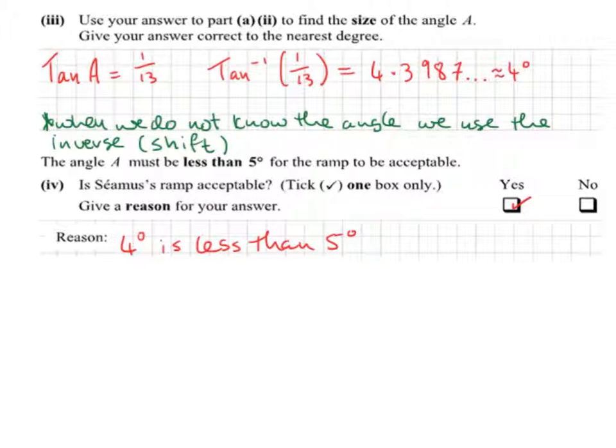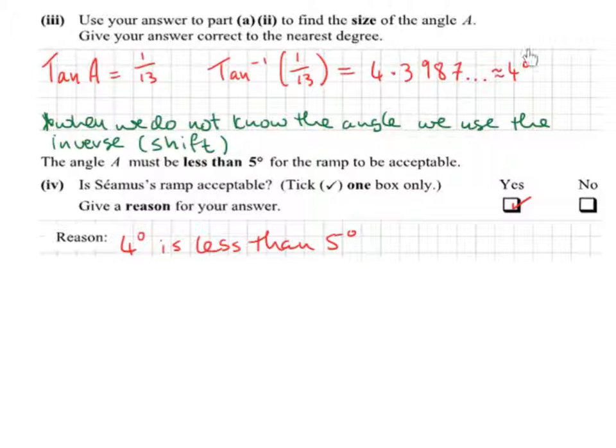Is Seamus's ramp acceptable? Tick one box only. So I've ticked yes. Seamus's ramp is acceptable. Give a reason for your answer. The reason is 4 degrees is less than 5 degrees. So we got 4 degrees as our answer, and that's less than 5 degrees, so yes, the ramp is acceptable.